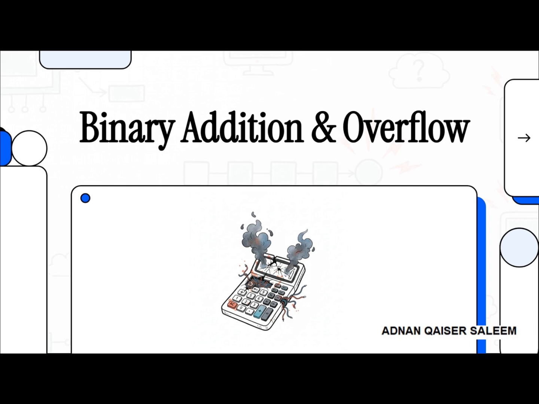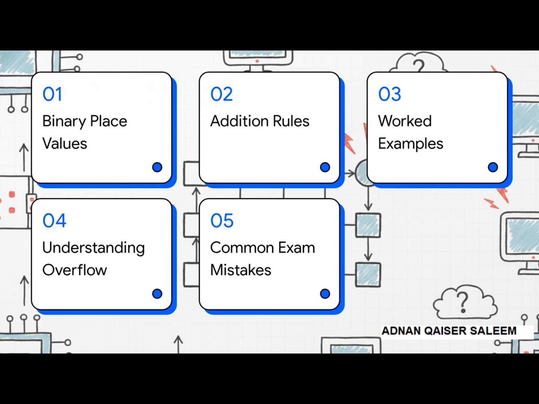We are focusing squarely on syllabus objective 1.1.4. By the end of this, you'll know exactly how to add 8-bit binary integers, and you'll fully understand the really critical concept of overflow errors. Here's our game plan for today. We'll quickly review binary place values, run through the absolute core addition rules, tackle some worked examples together, figure out what on earth an overflow is, and wrap up with the most common exam mistakes you need to avoid.